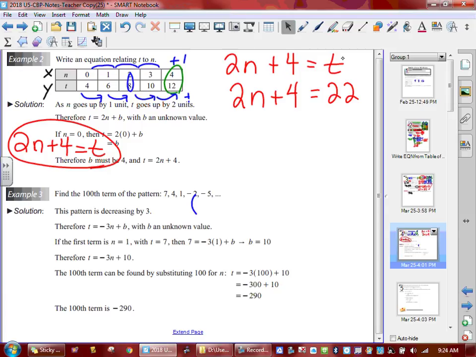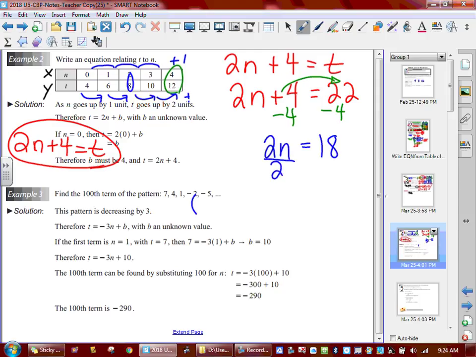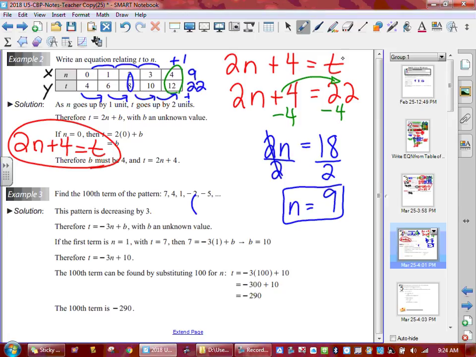Yeah, we've got to subtract 4. So we're going to take the 4 to the right. So we need to make a 0 pair. So we're going to subtract the 4. So we're going to get 2n is equal to how big? 18. Now what do I do? Divide by the 2 to get rid of it. So divide by the 2. How big is n? 9. Good. So that tells me my coordinate point. That tells me if I have a number up here that's 9, I'm going to get a 22 for an answer. That's what that's telling me.